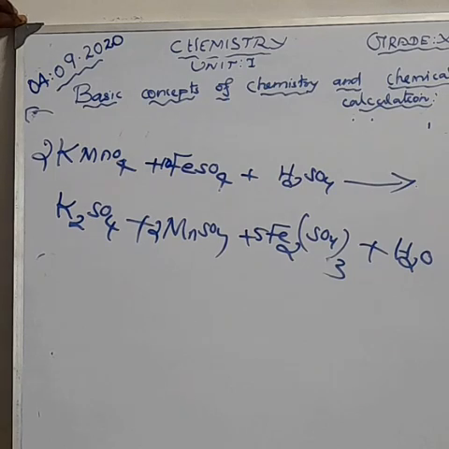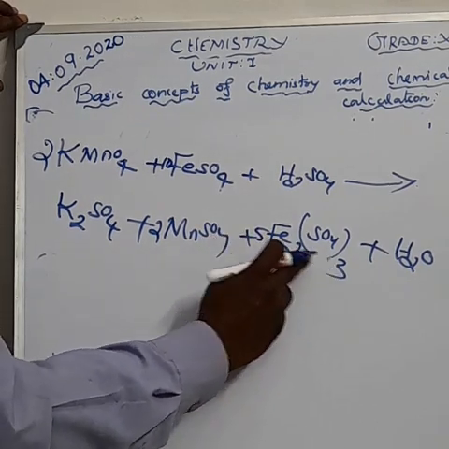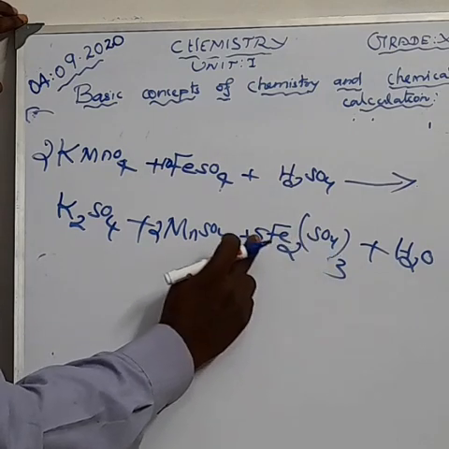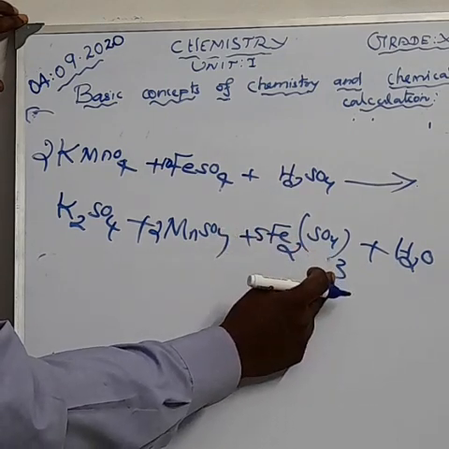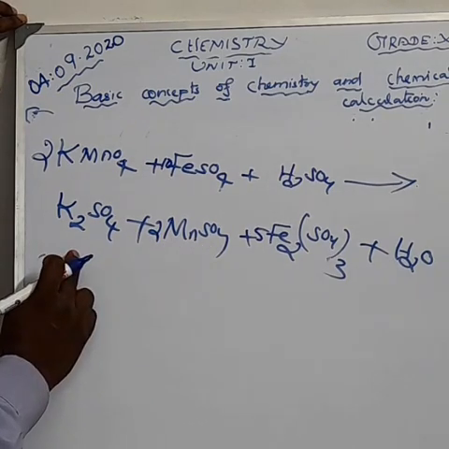Next I put the sulfate. How much sulfate is there? Make it here 5 3s are 15. Sulfate SO4. 5 3s are 15. 15 plus 2, how much? 17. 17 plus 1, 18.